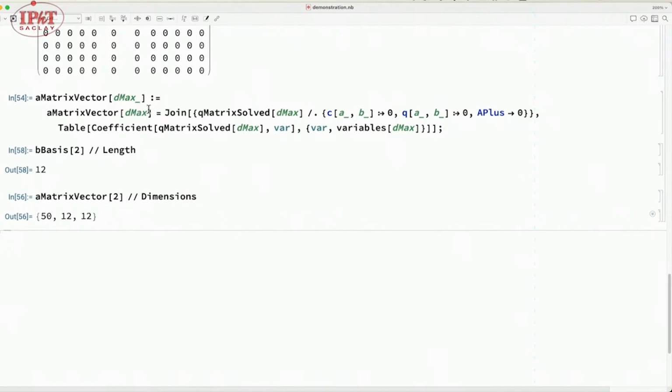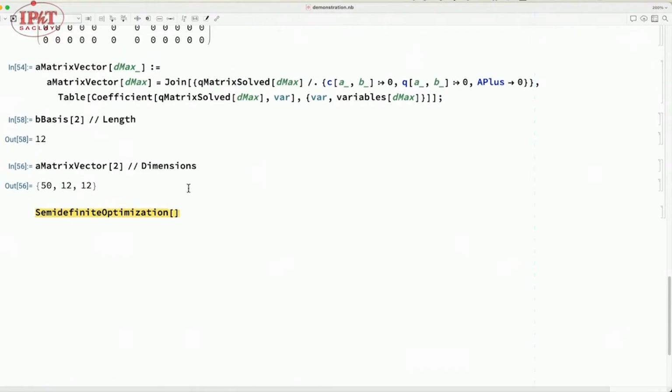So now let's cross our fingers that some of them are going to work. We can just put this in a module.